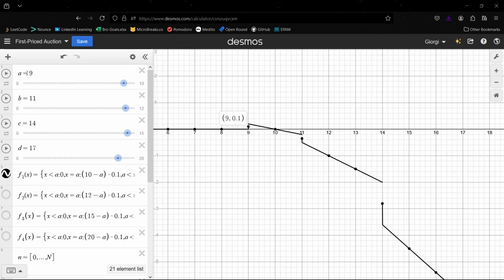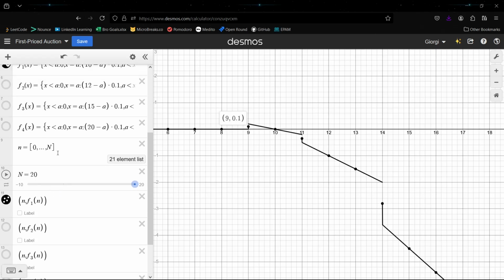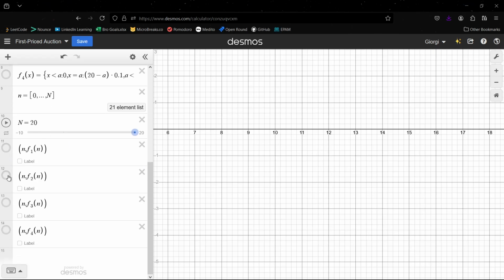Well, okay, let's pick this one. So let's say A is 9. So we may have found the equilibrium value for bid 1. Now let's look at the valuation 12 guy.